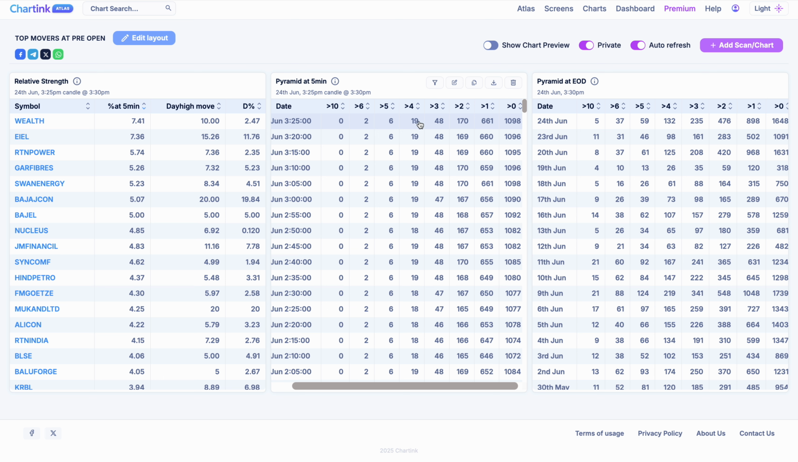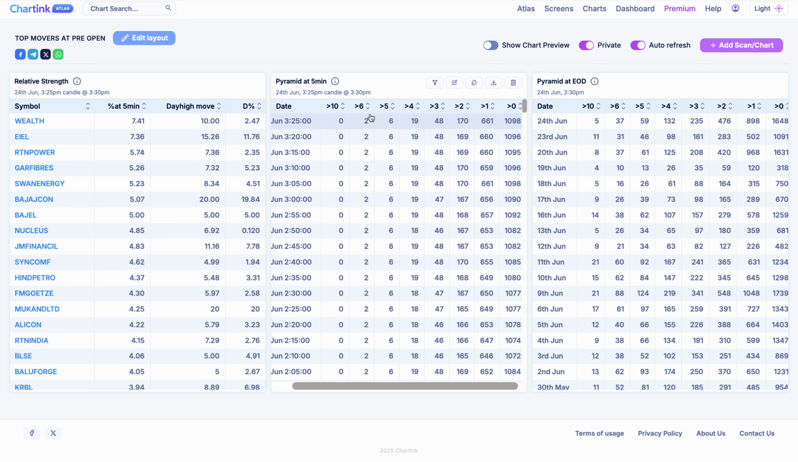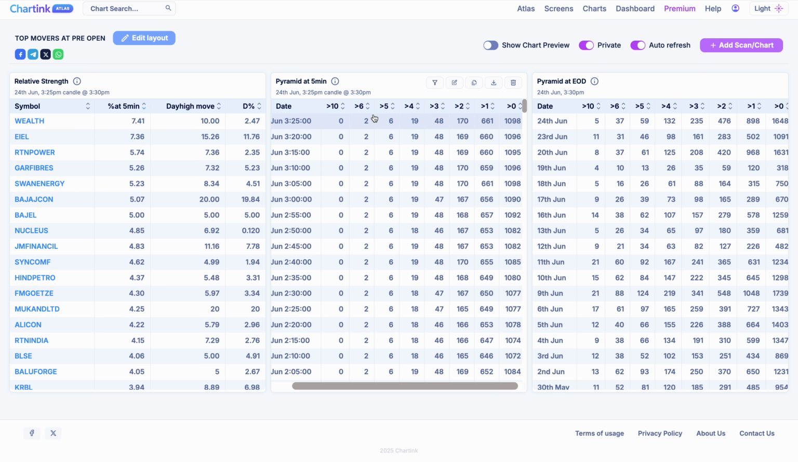Okay, and then you can also look at which were the stocks. So at 5 minutes, Wealth was at 7.41%, EIEL was at 7.36, Ratan Power was at 5.7, Garware Fibers was at 5.2, Swan, Bajaj Con, blah blah blah. Okay, so these were the top. So these 6 stocks which are more than 5% are the ones from today: Wealth, EIEL, Ratan, Garware, possibly these two. Okay, so these 1, 2, 3, 4, 5, 6 were the stocks which are more than 5%.